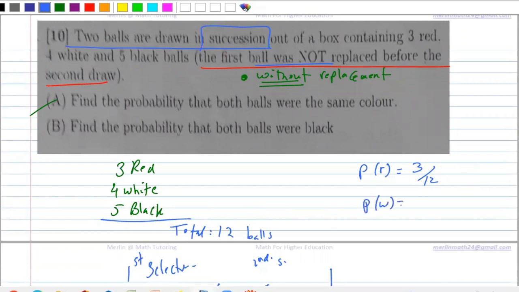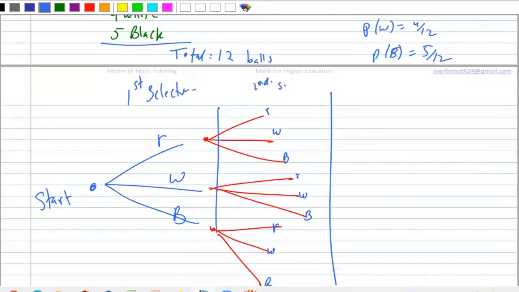The probability of the white is 4 out of 12. The probability of the black is 5 out of 12. Do you agree? Those should be right here on the branches. So I have 3 out of 12, 4 out of 12, 5 out of 12. You get it? These are the probability values. No percentages given. Perfect.